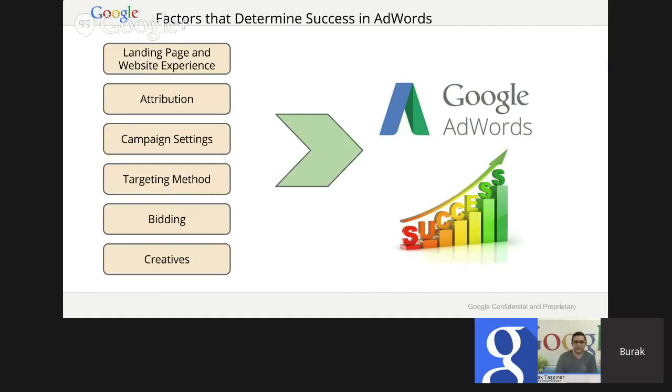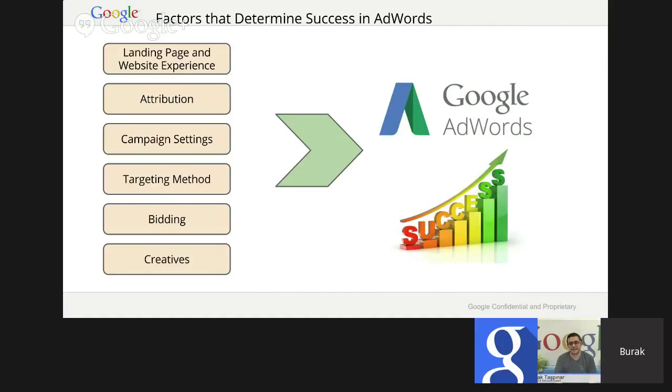Campaign settings are important because they determine the way how your ads get delivered. And for example, if you have wrong location and language settings, then you might be losing out money and not reaching out to those users that are in your targeted or perfect location.